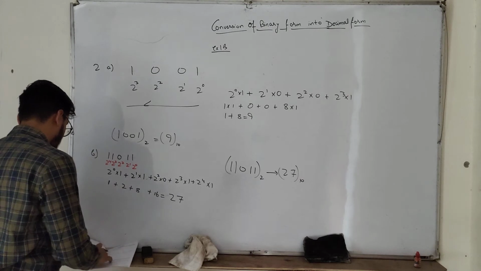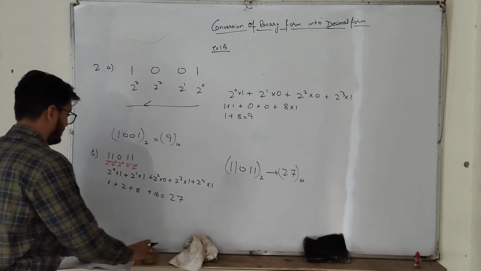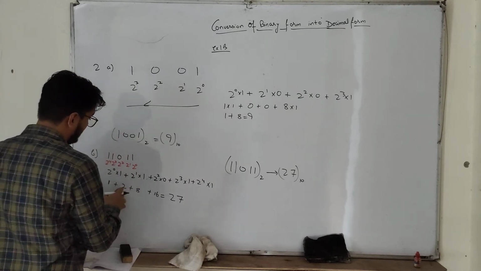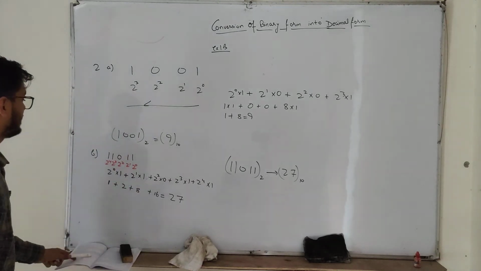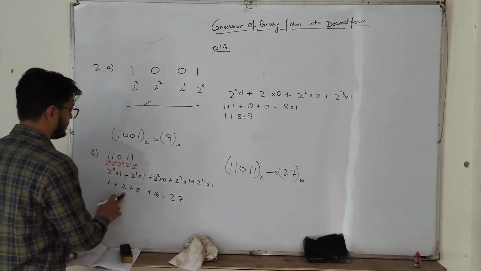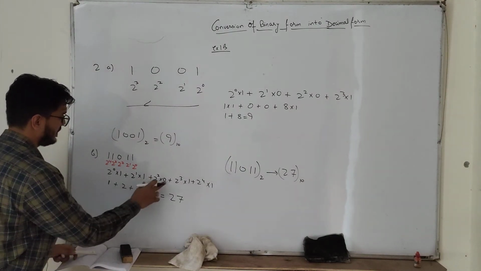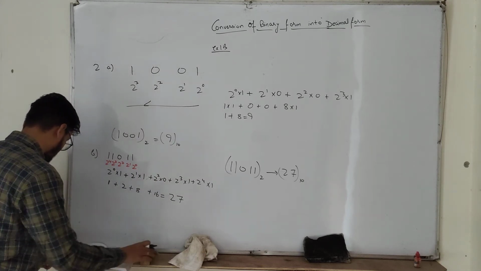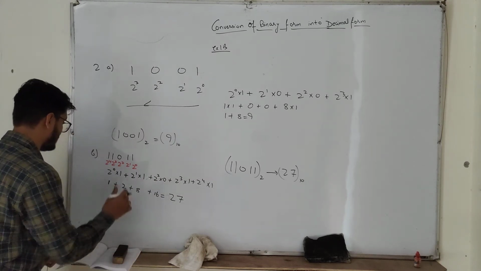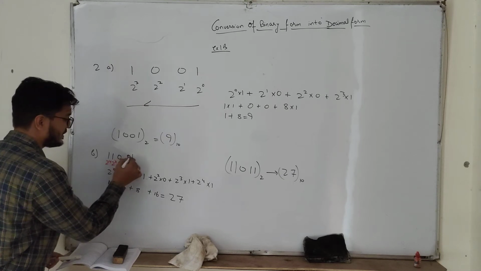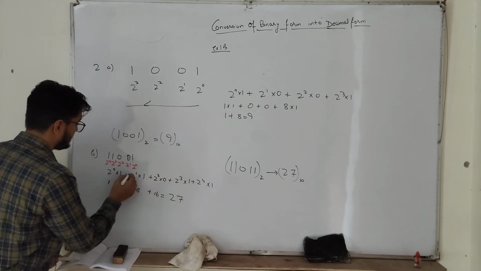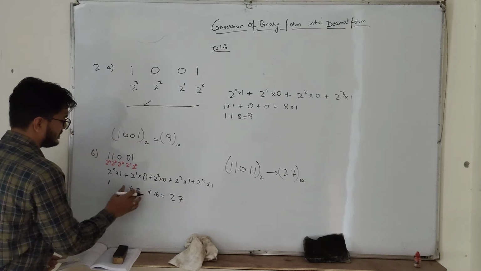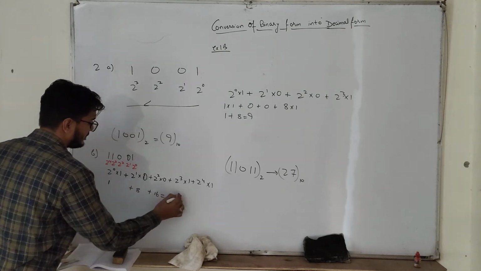Okay, the answer is 25. So that means somewhere we have made a mistake. 16 plus 8, 24, 25. Okay, the question is 11001. So in 11001 this digit will be 0, so this means this is 0. So this will be 25.